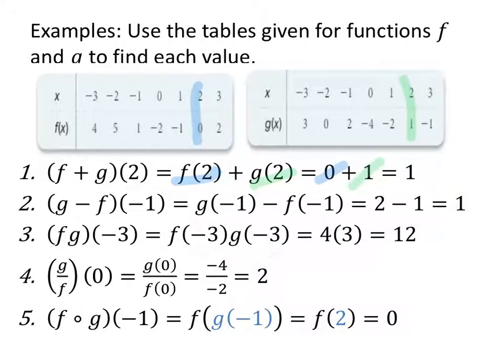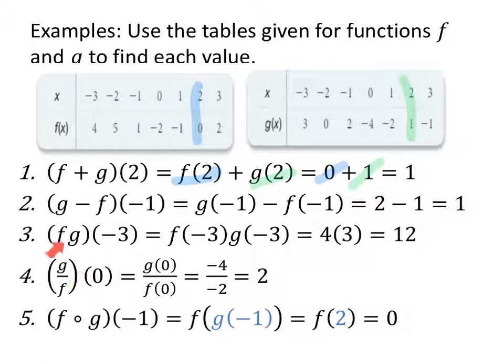Now, I can't do those colors for every single one of these examples, or else it's going to be nothing but lit up colors. So let's follow along. g minus f at -1. First rewrite it: g at -1 minus f at -1. So I'm going to start with the table for g. When x is -1, my output is 2. Minus sign. f at -1. When x is -1, f is 1. 2 minus 1 is 1.